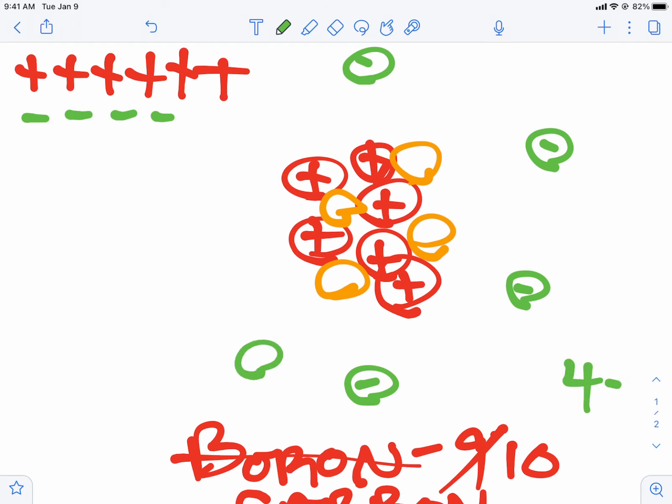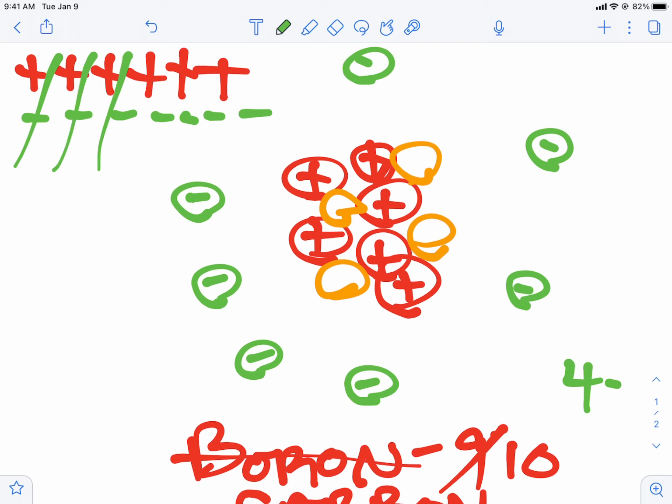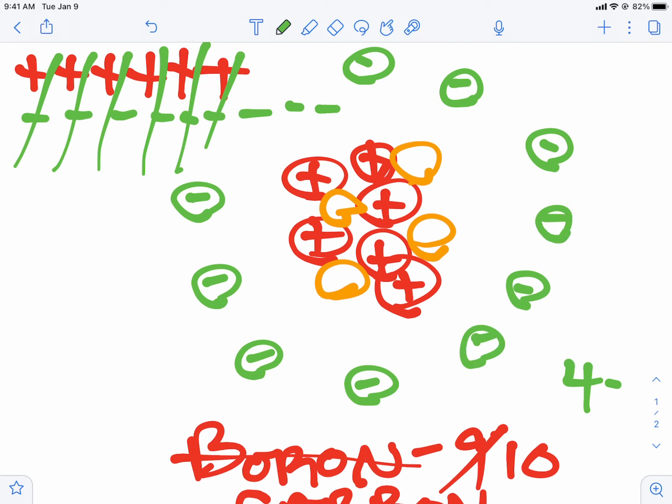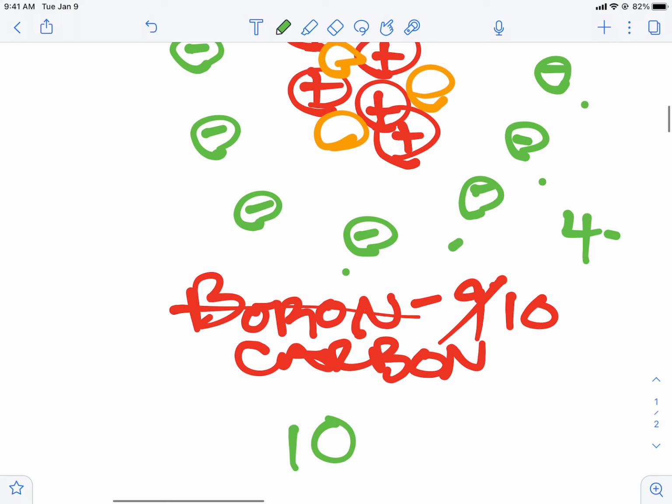So what I do is I add another one. Now my charge is 1 plus. Add another one. Now I'm a charge of 0. Then I add another one. Now I have 1 more negative than I do positive, so my charge is -1. I keep going. -2. -3. And -4. So how many electrons do I need to have a charge of -4 for a carbon 10? 1, 2, 3, 4, 5, 6, 7, 8, 9, 10. You need 10 electrons.